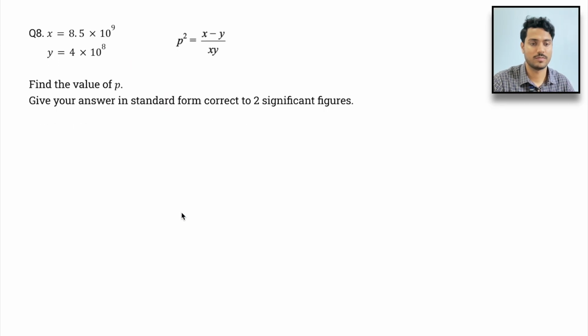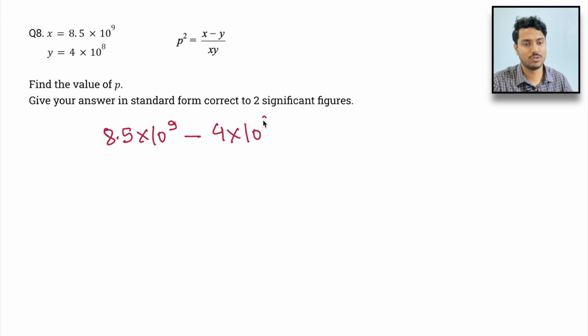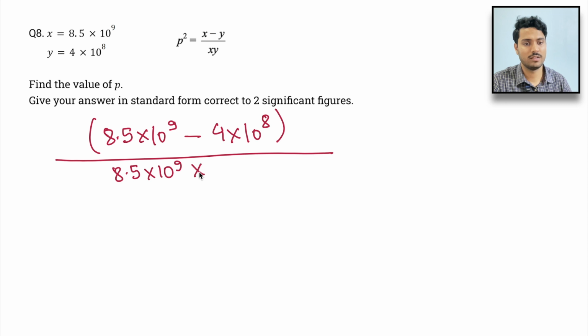Let's check another question, and this is the last question, question number 8. If you want to try, you can pause the video here and try it and again come back to check the answer. But let's check it right now. It says find the value of p, and the value of x is given to us, y is given to us. It says p square equals x minus y upon xy. That means we have to do 8.5 into 10 raised to 9 minus 4 into 10 raised to 8, divided by 8.5 into 10 raised to 9 multiplied by 4 into 10 raised to 8.